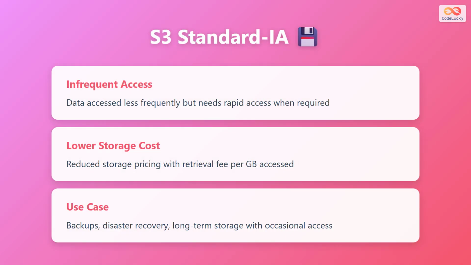S3 Standard Infrequent Access, or Standard IA, is tailored for data that you don't access frequently, but still need rapid access when required. It provides lower storage costs compared to S3 Standard, but charges a retrieval fee for each gigabyte you access. This class is ideal for backups, disaster recovery files, and long-term storage where you only need occasional access to your data.